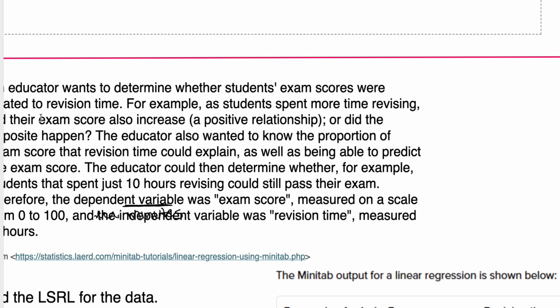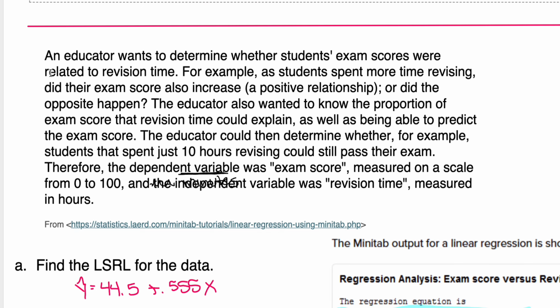So let's consider another example right here. An educator wants to determine whether students' exam scores were related to revision time. For example, as students spent more time revising, did their exam score also increase, a positive relationship, or did the opposite happen? The educator also wanted to know the proportion of exam score that revision time could explain, as well as being able to predict the exam score.